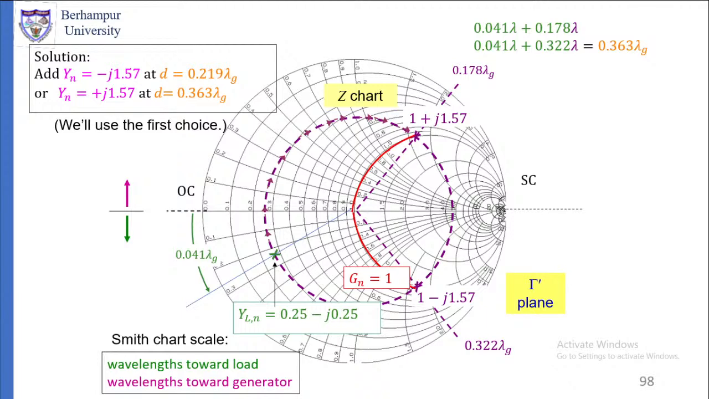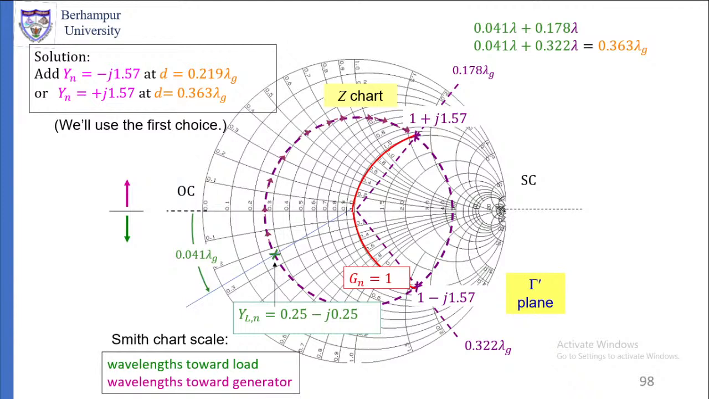If you go from the load towards the source by a distance of 0.219 lambda g, that is the point where the impedance will be of the form 1 plus j. So that is the point where we should connect the stub. So that is one point.